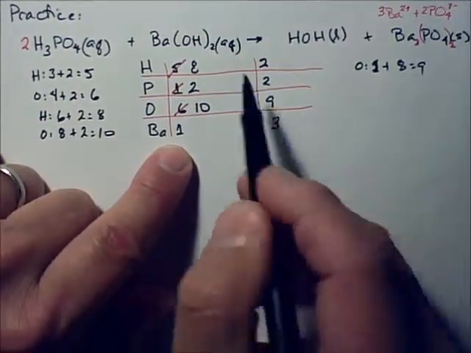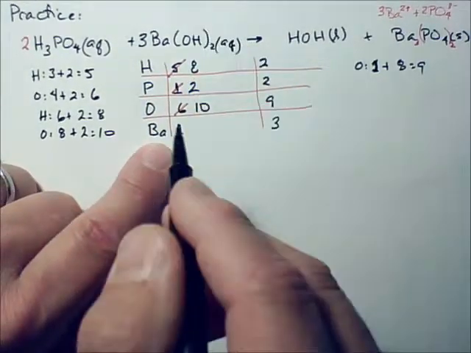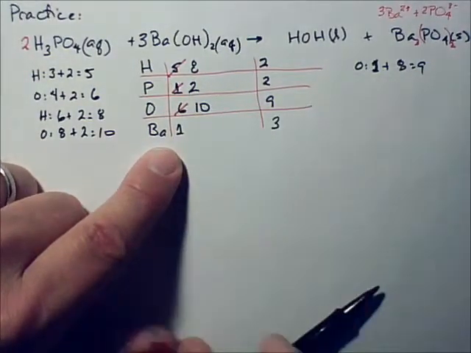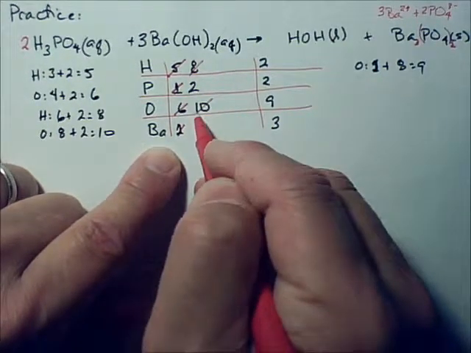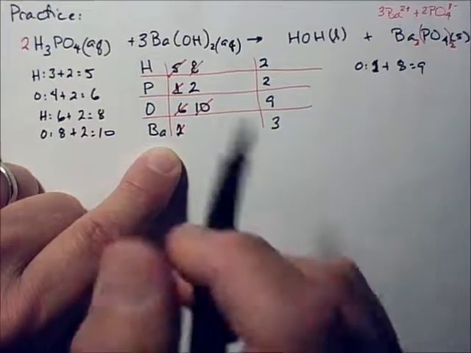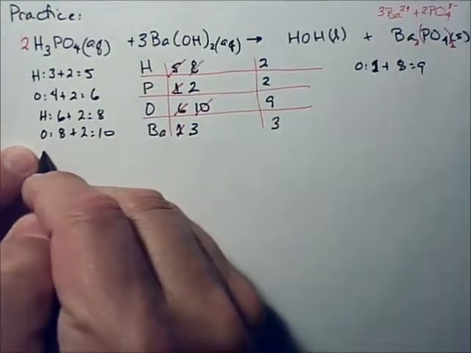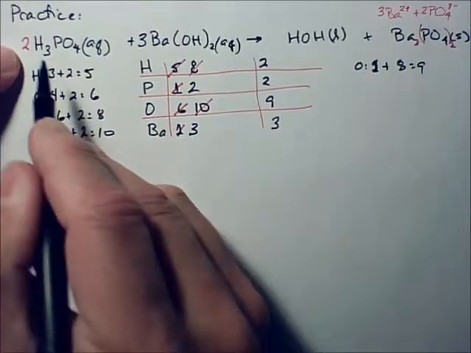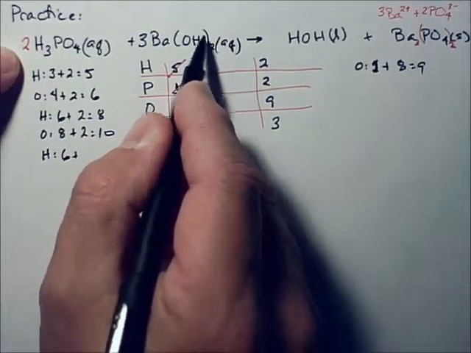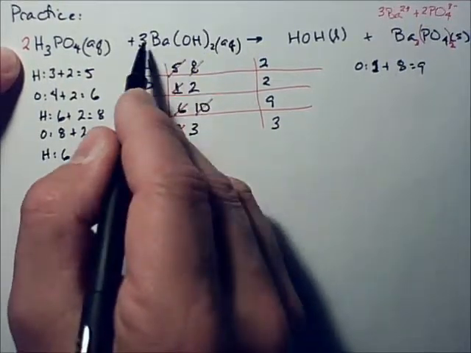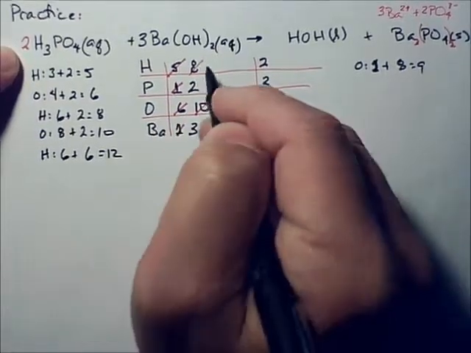I have 3 on this side. I need to have 3 on this side. To do that, I'll put a 3 here. That's going to change the number of bariums. It's going to change the number of hydrogens and oxygens. So I've got 3 bariums now. Let's count the hydrogens. 2 times 3 is 6. I've got 2 hydrogens, because there's 2 outside the parentheses gives me 2 hydrogens times 3. That gives me 6 hydrogens. That's 12.